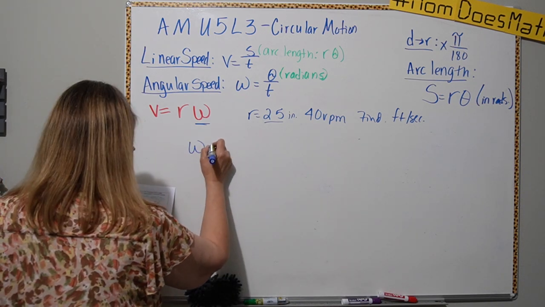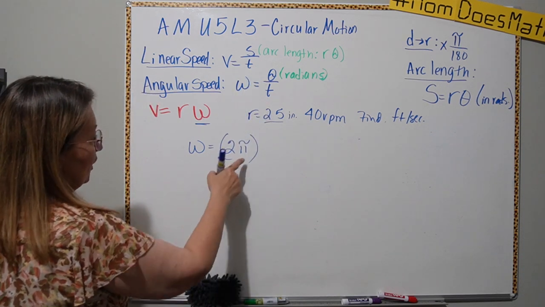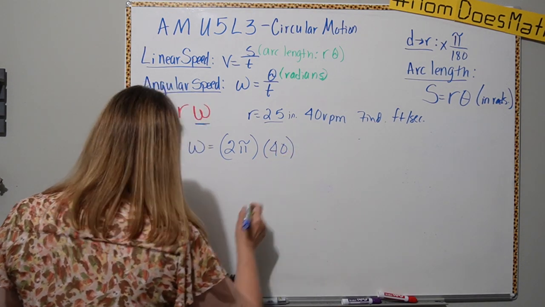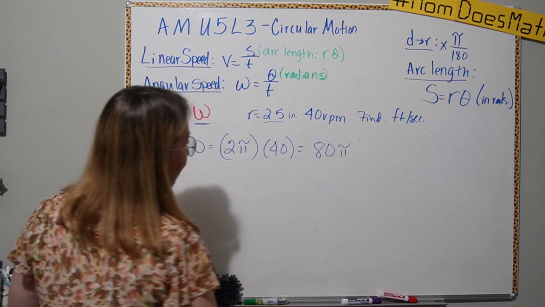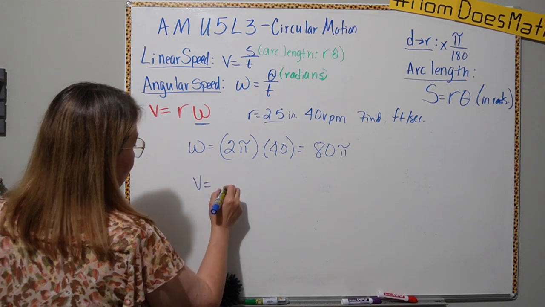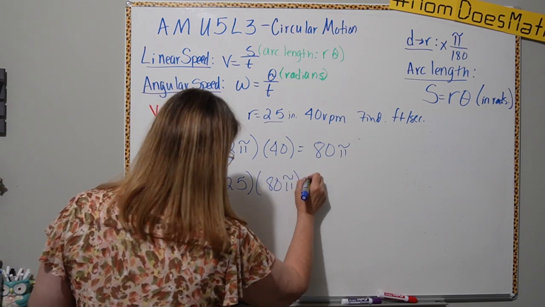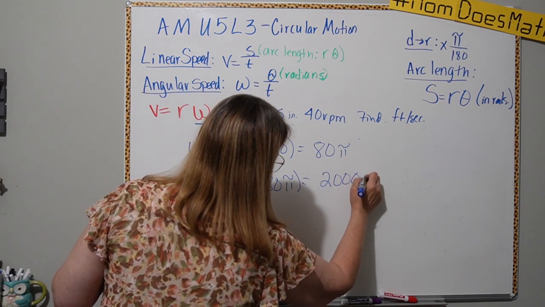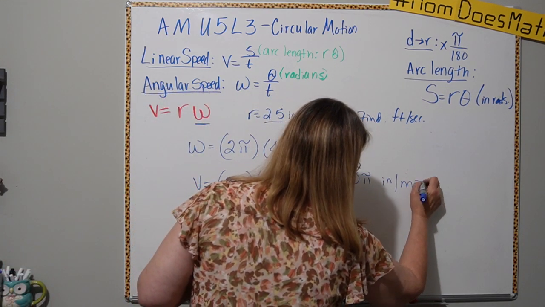So to find that, what do we have? 2 pi is 1 whole round. We're going around 40 times. So what is that going to give us? 80 pi. Now we can multiply 80 pi times the radius, which is 25 times 80 pi. So that's going to give us 2,000 pi. And our units here are going to be inches per minute.